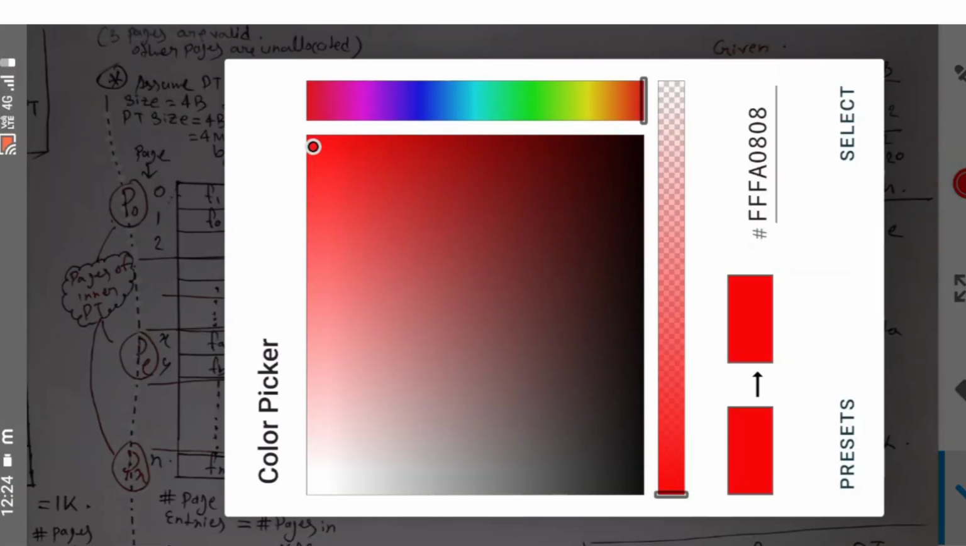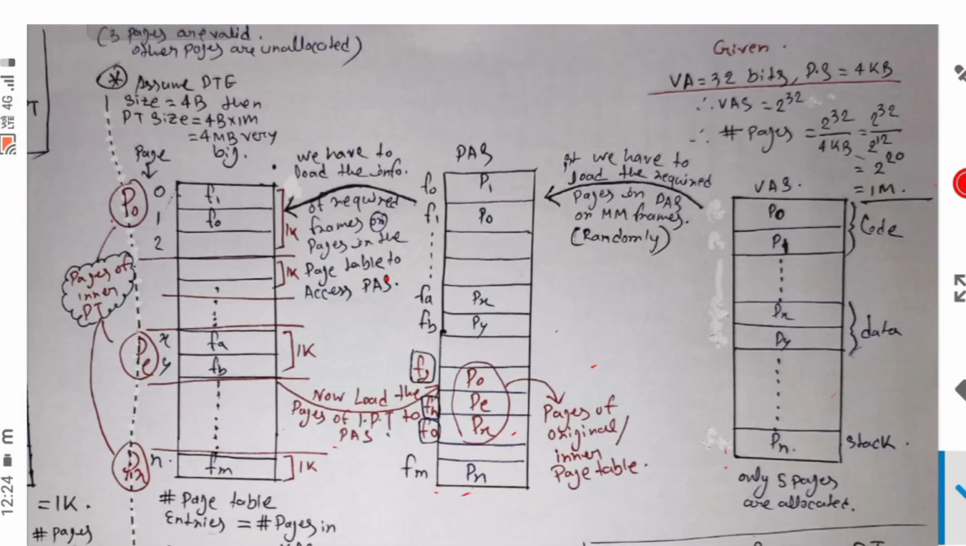For now, ignore the red ink part. So first we have to load the pages of the virtual address space into the physical address space, and to access the physical address space, we need a page table. Suppose in the physical address space, page 1 is located in frame 0, page 0 is located in frame 1. And also in the page table, frame 1 for page 0, frame 0 for page 1, in this manner.